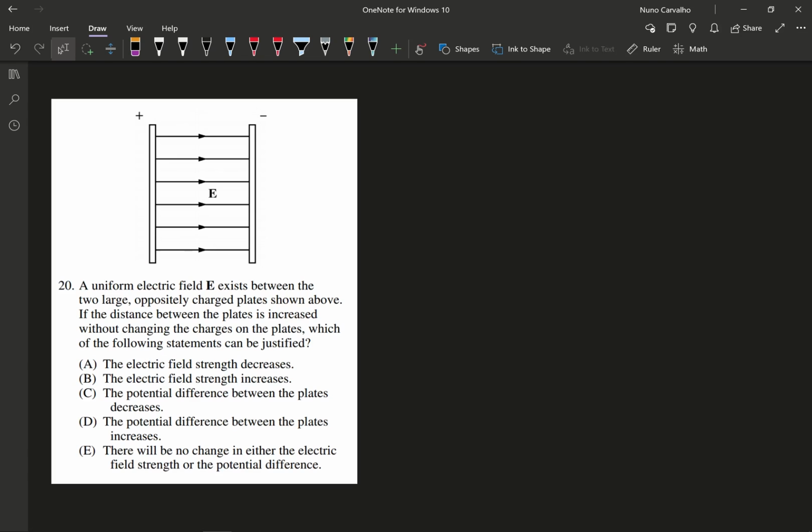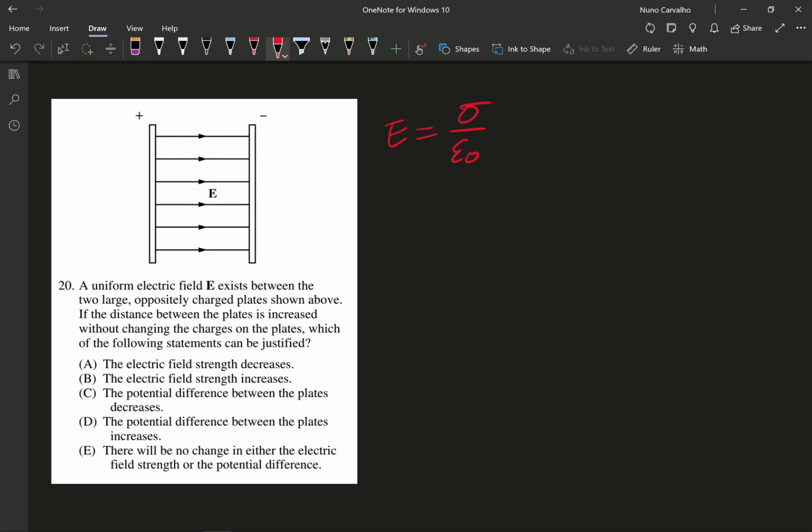Number 20, we're told that a uniform electric field E exists between the two large oppositely charged plates shown above. If the distance between the plates is increased without changing the charges on the plates, which of the following statements can be justified? And there's an easy way to do this, and there's kind of a harder way. The harder way would be to actually quickly do Gauss's law here by using a cylinder like so, and then what you'll basically get is that the electric field is given by this formula right here.